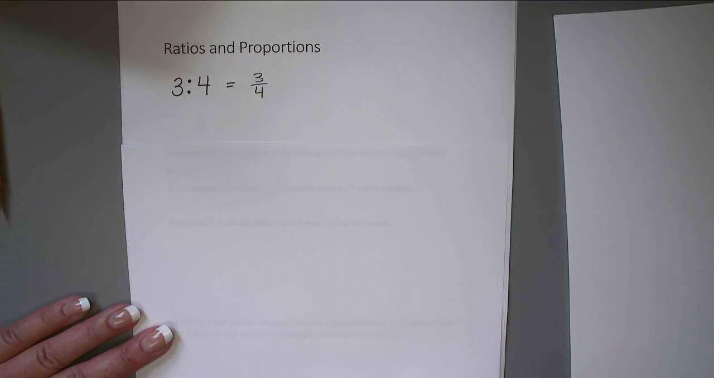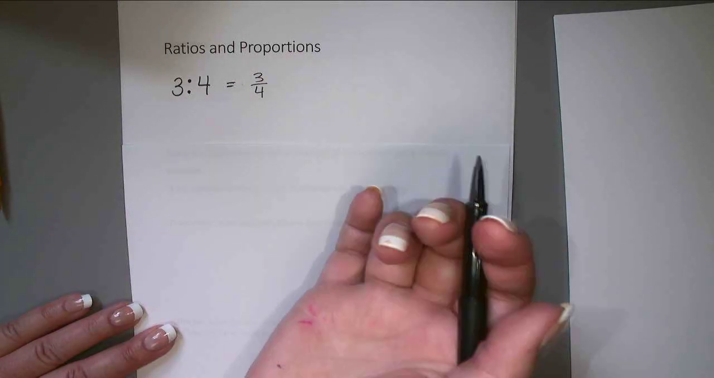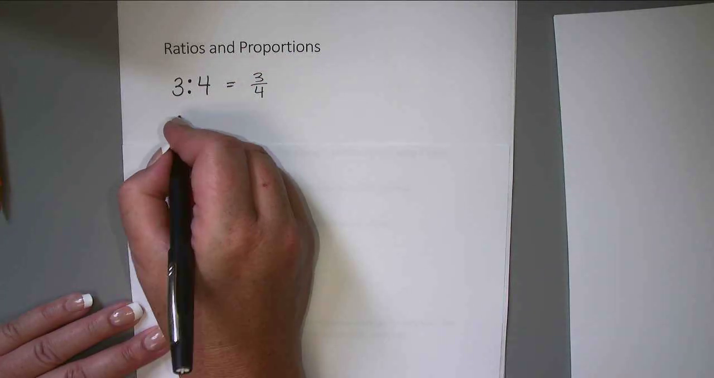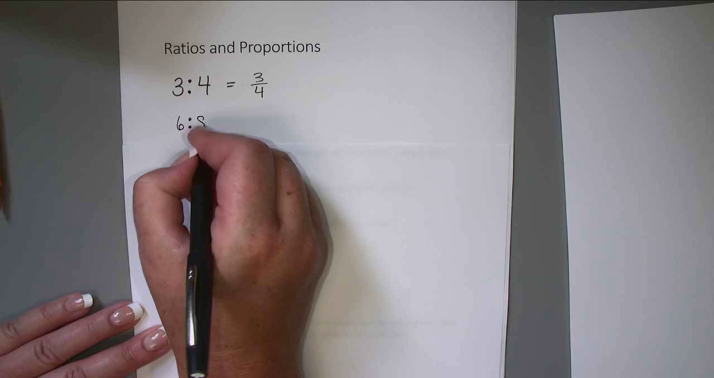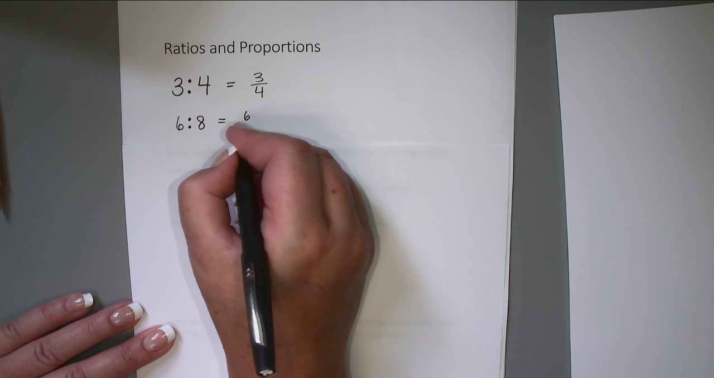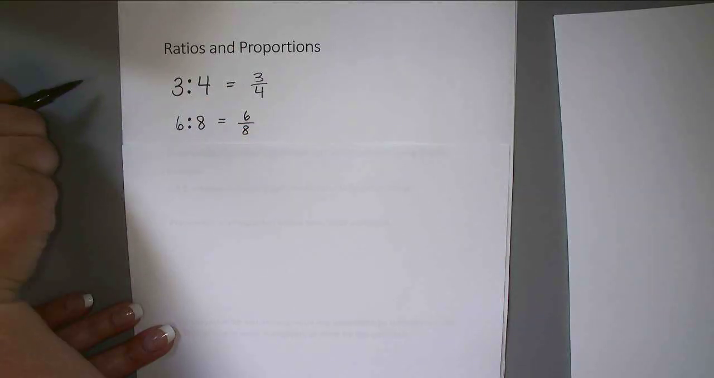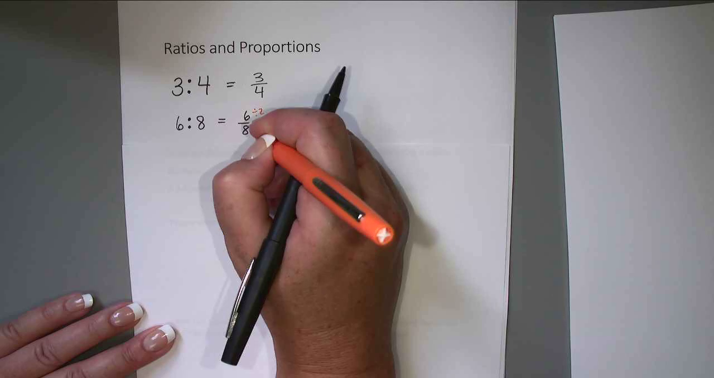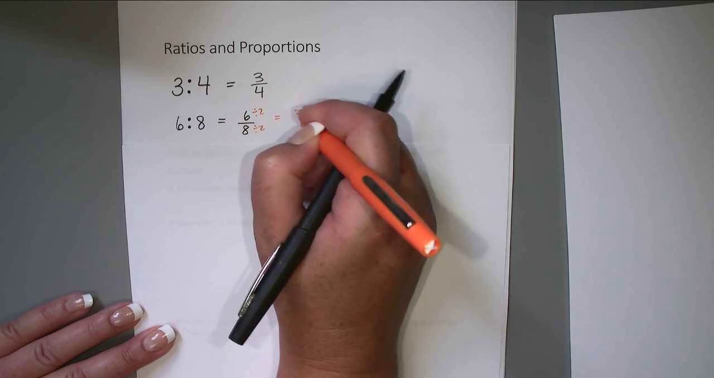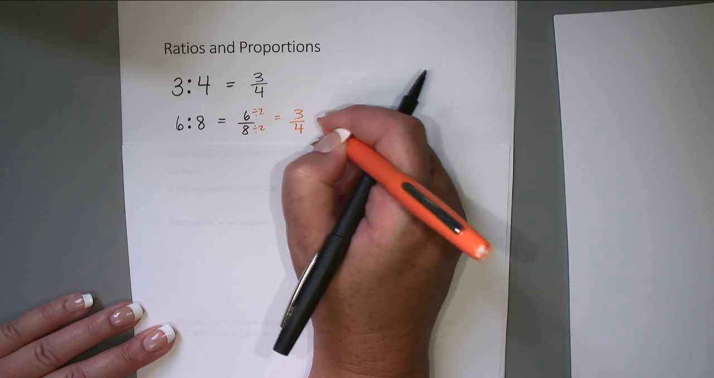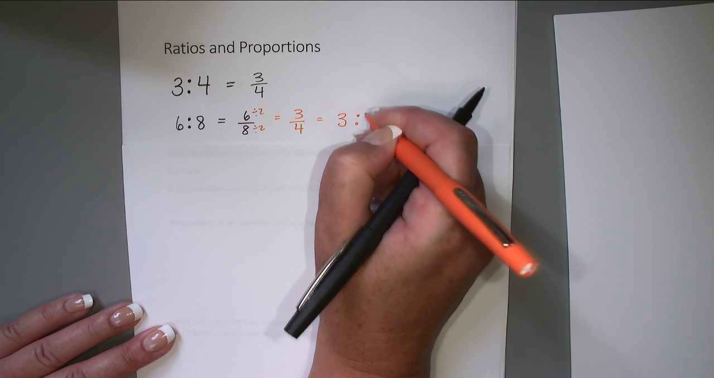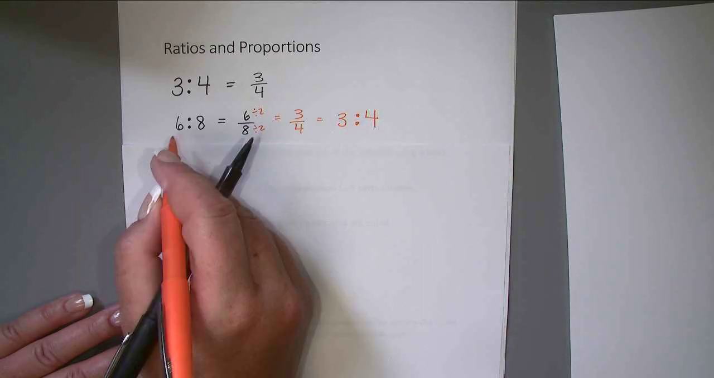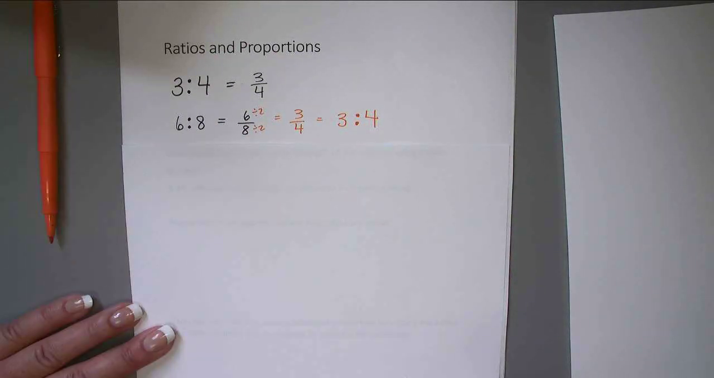Ratios can be reduced the same way as fractions. So for example, if we had 6 to 8, that's 6 over 8, both of which divide by 2. So we could write this as 3 over 4, or the ratio 3 to 4. So these ratios are equivalent.